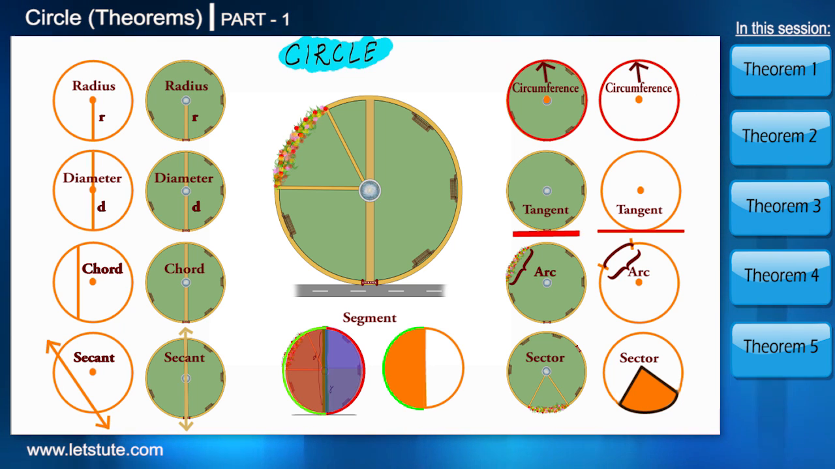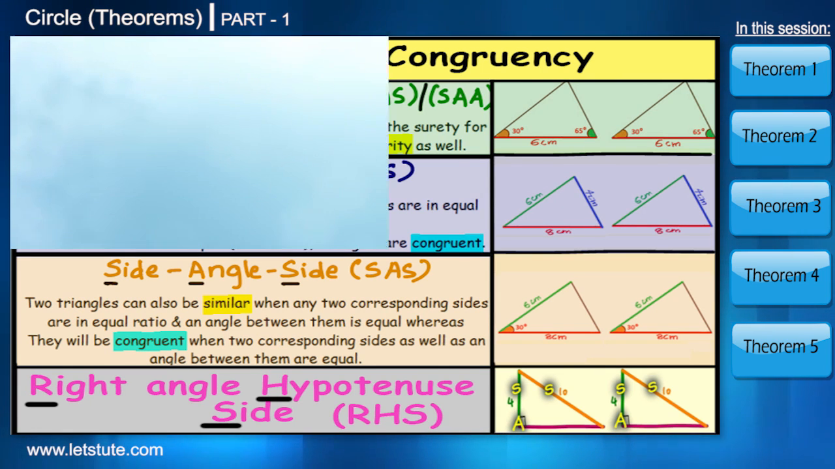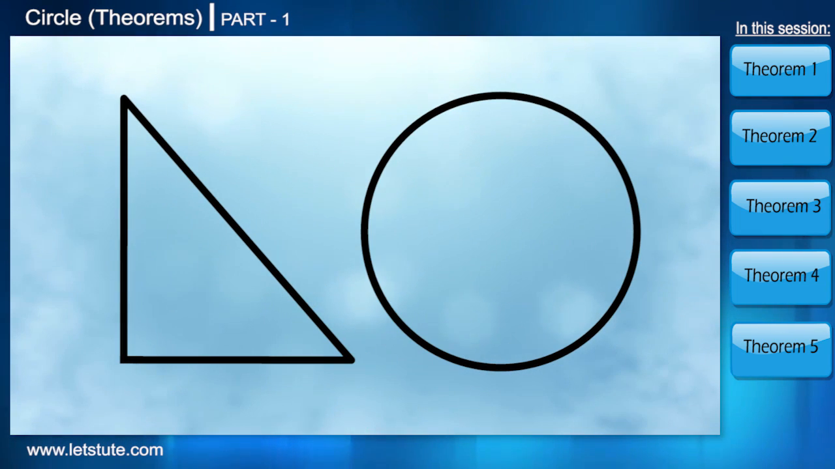Next, we are going to see some basic properties about triangles, majorly how to prove two triangles congruent. Again, we have a chart in front of us. This chart shows us some criteria that we are going to use to prove triangles congruent. Now, you must be thinking why suddenly we are talking about triangles during a session related to circles. Don't worry, you will come to know about it as soon as we reach our first theorem itself.